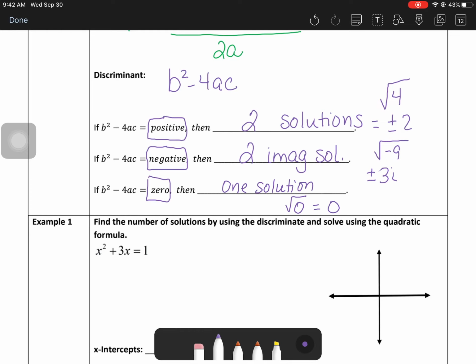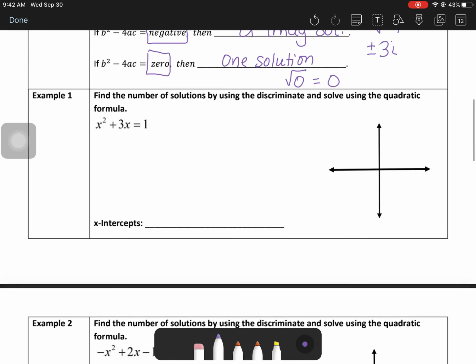So in the first example, we want to find the number of solutions by using the discriminant and then solve using the quadratic formula. First thing we have to do is set it equal to 0, so we're going to subtract 1 from each side. So we have x squared plus 3x minus 1 equals 0.